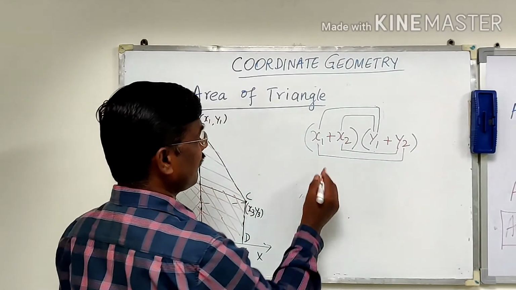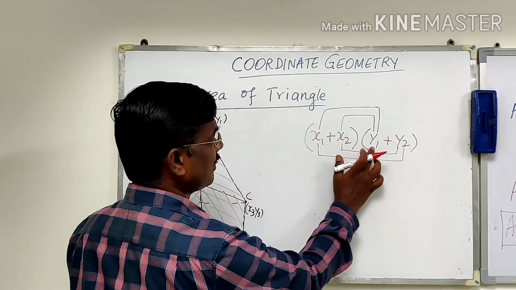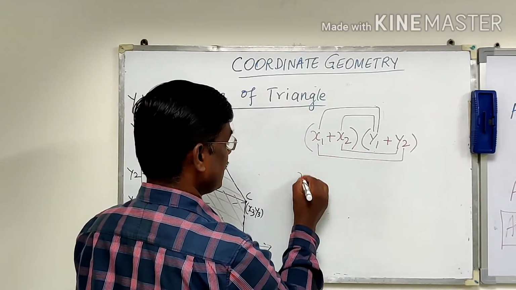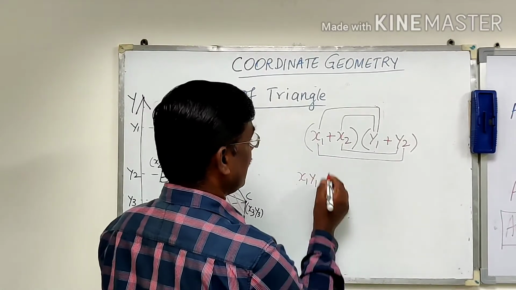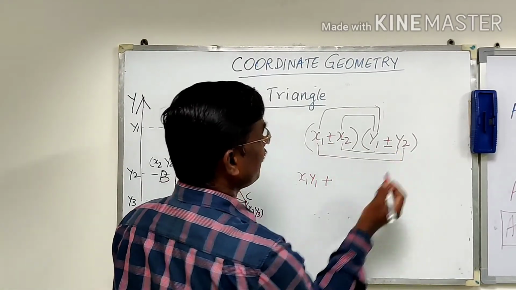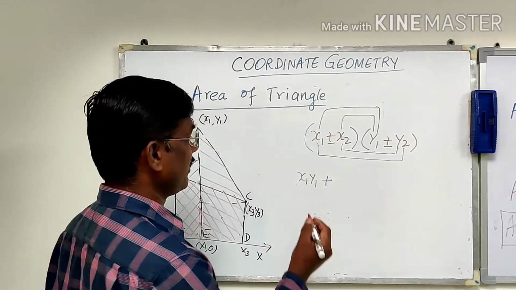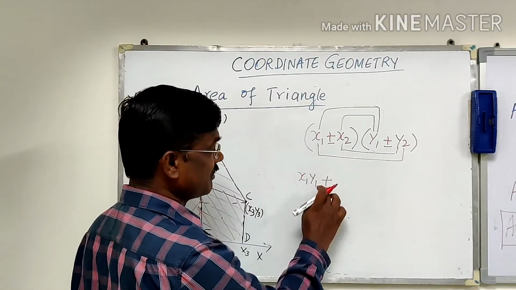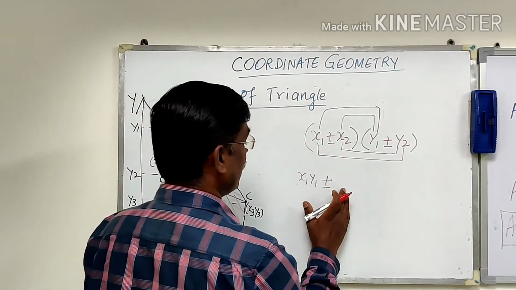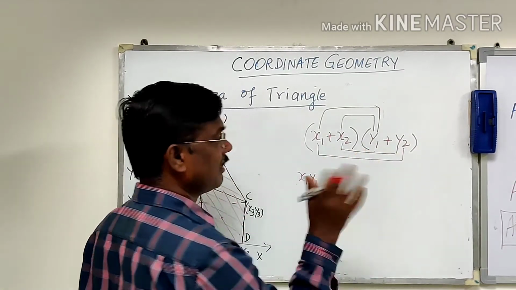So in that way, we have to multiply first terms. First x1 here and y1 is the first term here. So x1, y1, then plus. Let us put plus or minus. That means here it may be plus or it may be minus, whatever it is. So here also plus or minus. If it is minus, we have to put minus. If it is plus, we have to put plus. Okay. So let us say only plus.